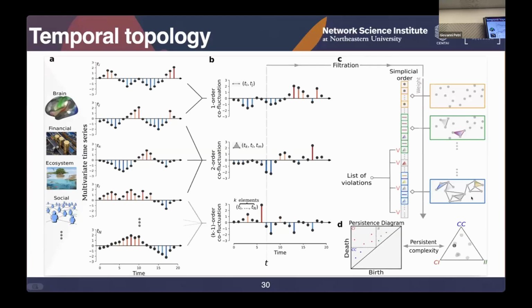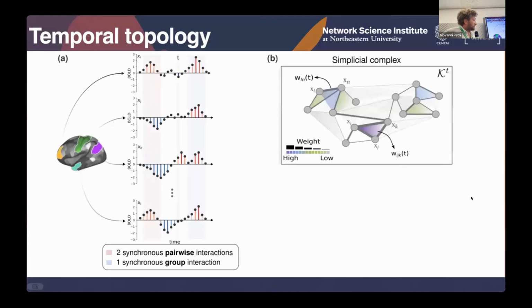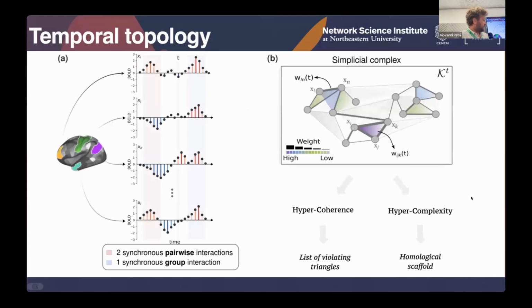And so you can actually normalize how much persistence you have in here in like a little triangle of this type. Okay. So, well, we didn't know whether it worked, but the construction summarizes that you end up with a simplicial complex. With a simplicial complex, you end up with a list of violating triangles and some sort of topological information on that side, right? If you count the persistence, you can do the homological scaffold. For hypercoherence and hypercomplexity, we just intend the number of triangles that are violating and the amount of persistence that you have in there.